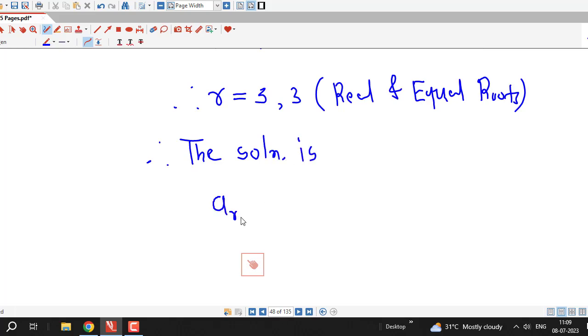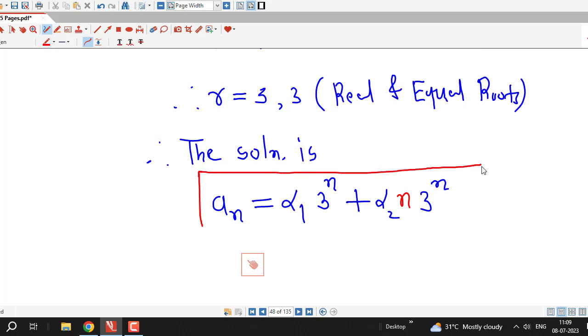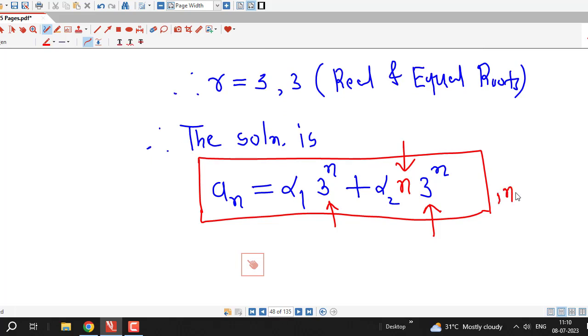Therefore the solution is a_n equal to alpha 1 times 3 raised to n plus alpha 2 times 3 raised to n, and I have to multiply here by n. This is the modification in the case of distinct roots. If we have distinct roots, then we write r1 raised to n and r2 raised to n, but if r1 and r2 are equal, we have to multiply by n at one place. So this is the solution of the given recurrence relation if we have real and equal roots.